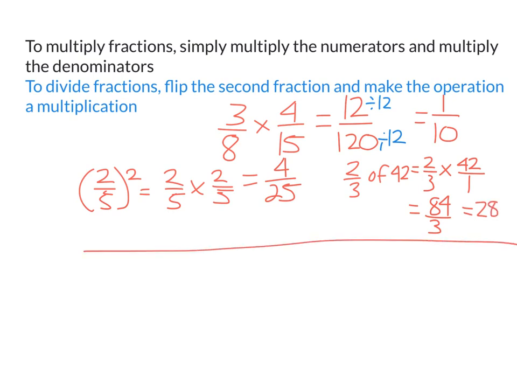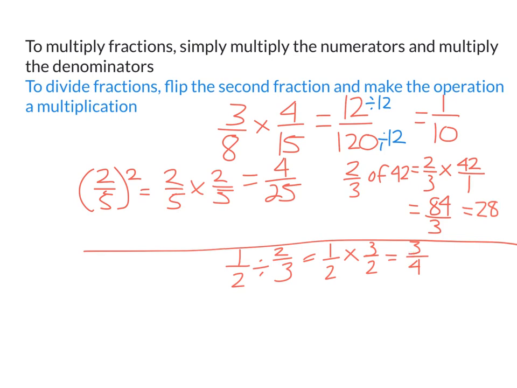So let's look at division now. So when you're dividing, you flip the second fraction and make it a times. So let's say I have a half divided by 2/3. So what I do, I keep the first fraction the same, flip the second fraction, and make it a times. So now I just do exactly what I've done before. 3 times 1 is 3, 2 times 2 is 4. And I'm done. This fraction can't be simplified.